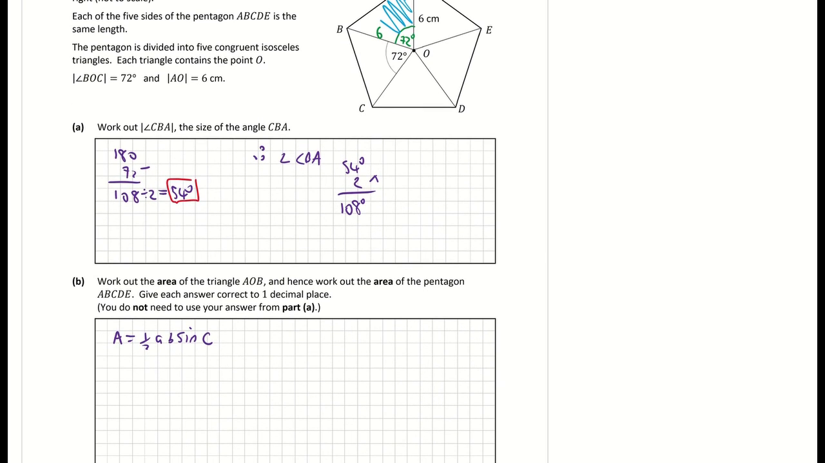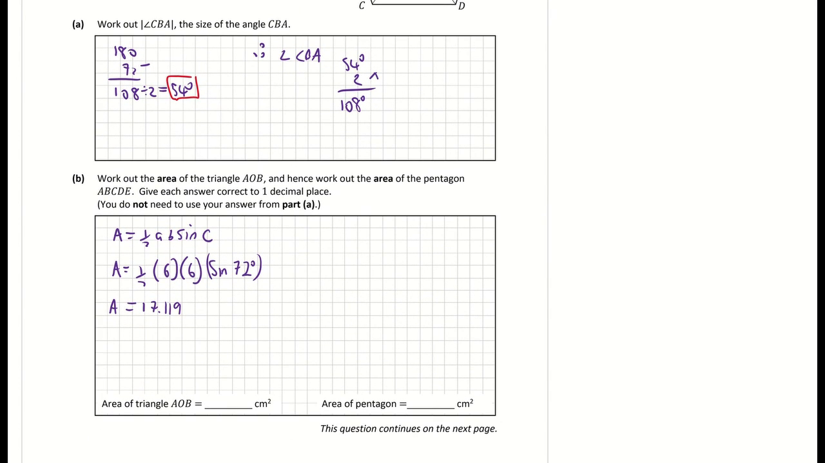So filling in my formula now, I'm going to get an area equal to half, and the two sides, 6 by 6, sine of 72 degrees. Putting that in my calculator, I'm getting an area of 17.119. So that's the area of one of the triangles. But if you look at the shape, the pentagon, it has 1, 2, 3, 4, 5 triangles. So to get the area of the pentagon, I'm going to multiply that answer by 5. So 17.119 multiplied by 5 is giving me 85.595. Filling in my areas, again, it has to be to one decimal place, so 17.1, and area of pentagon, 85.6.